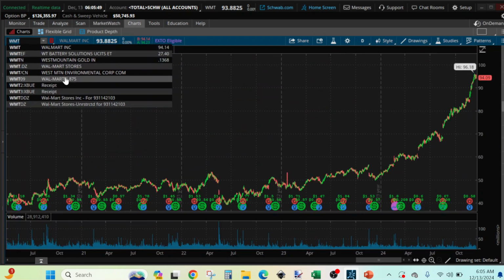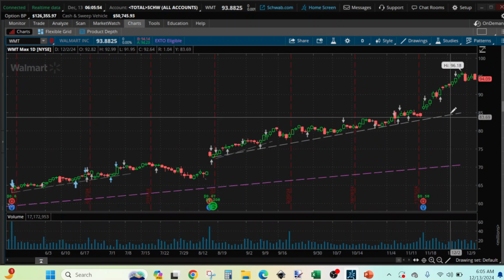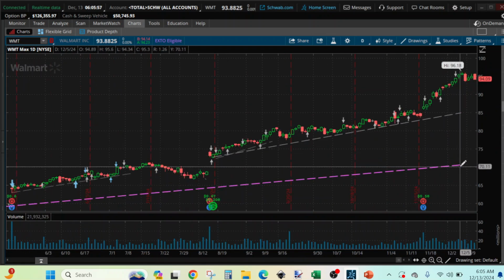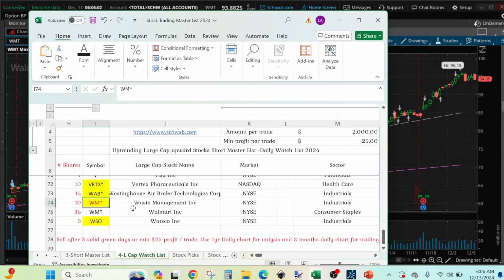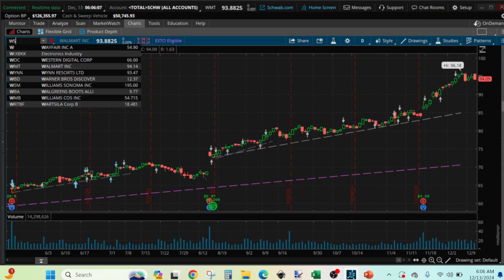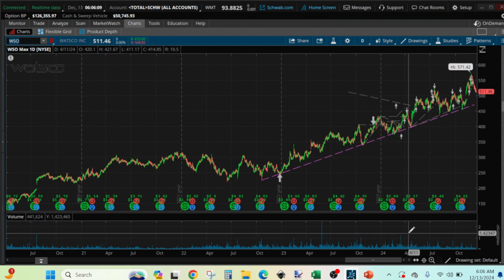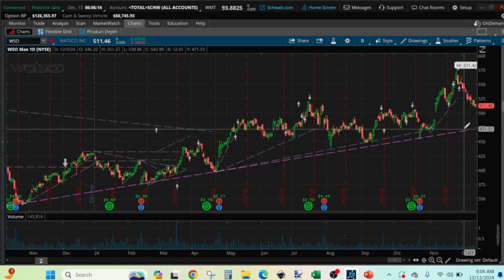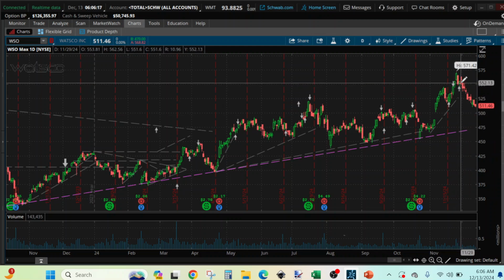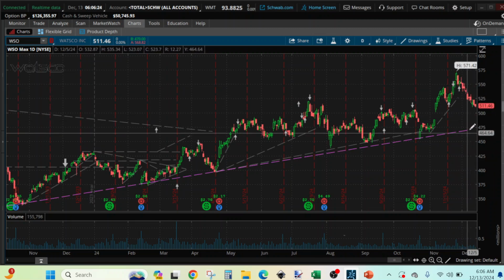WMT. So we would like to wait on it on this line. It's Walmart, and we have WSO, and WSO we will be buying it on this line. At this point we bought it there, so we don't know if we'll be able to sell it before it comes back to here.